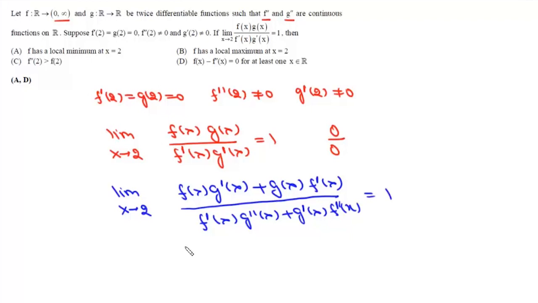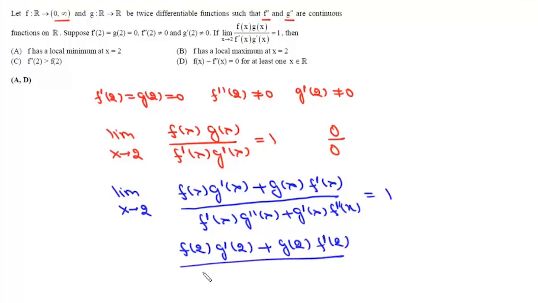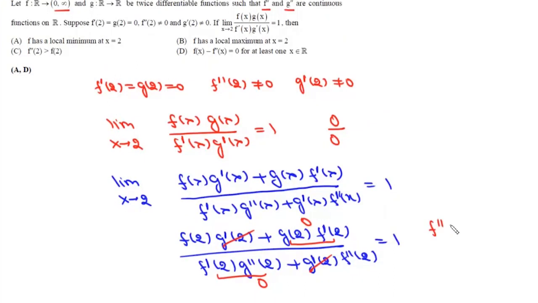Now we'll put this limit. So we'll write f2 into g dash 2 plus g2 into f dash 2 upon f dash 2 g double dash 2 plus g dash 2 into f double dash 2, and it is equal to 1. Now we know that g2 is 0. So this expression will be 0, and also f dash 2 is 0. So it will also be 0. Now g dash 2 and g dash 2 will cancel. So we'll get f double dash 2 equals f2, and which is unequal to 0.